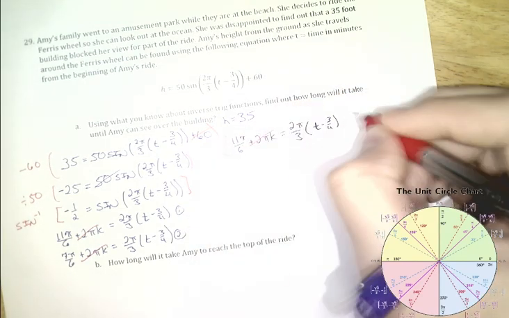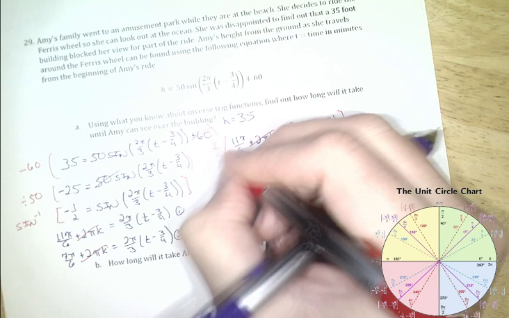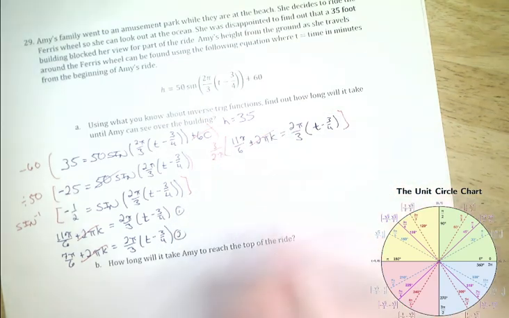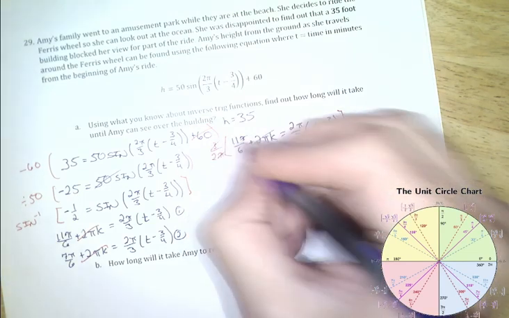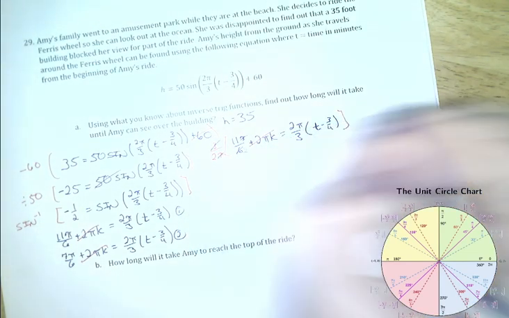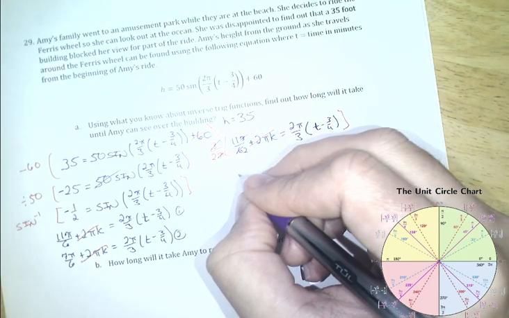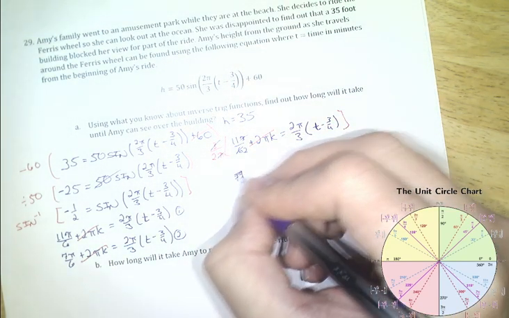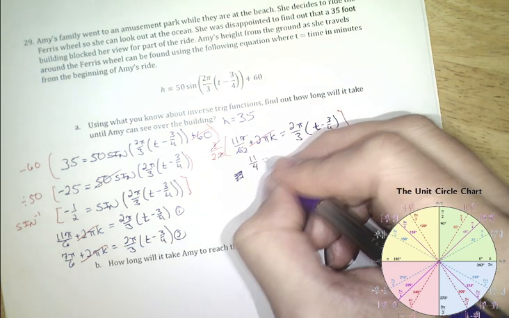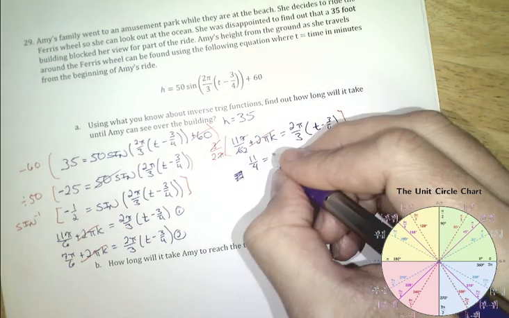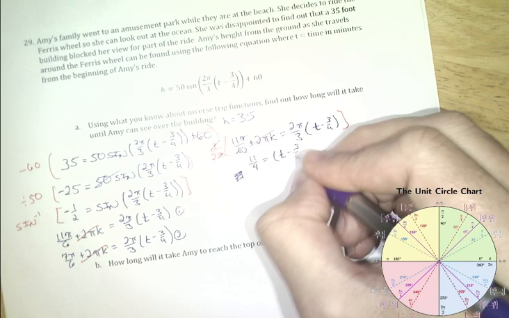That said, let's multiply both sides by the reciprocal of this. So we'll multiply by 3 over 2 pi. The pi's will cancel out. This 3 will turn that 6 into a 2. And that gives us 11 over 4 is equal to t minus 3/4.